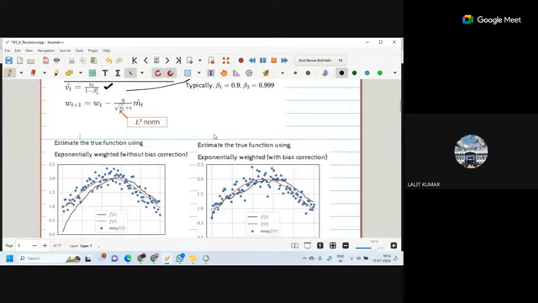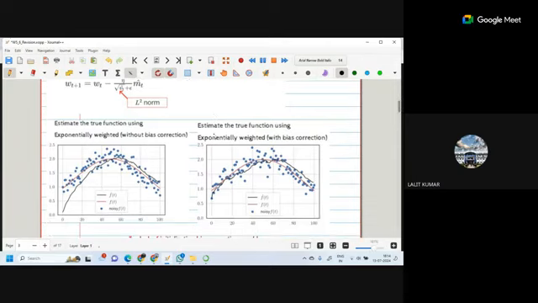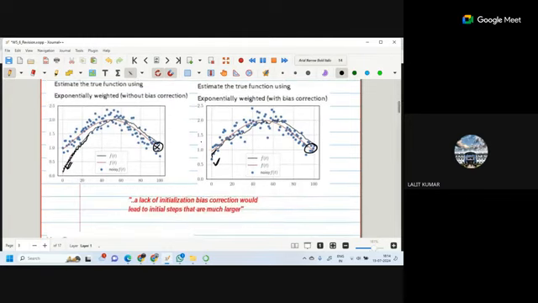But I will just cover it in short form: if you don't do the bias correction, then your initial updates are very, very large. When you do the bias correction, they start from the same region. However, please remember that whether you do bias correction or you don't, still your convergence will take place. We do bias correction only to make the first updates lesser. So a lack of initialization bias correction would lead to initial steps that are much larger, which has been shown in this figure.